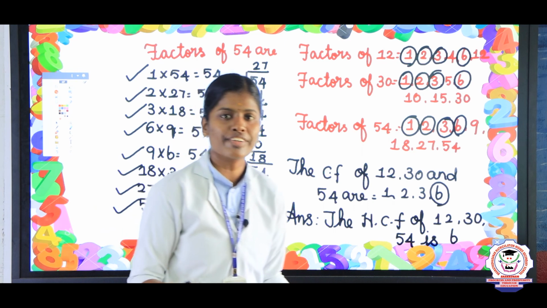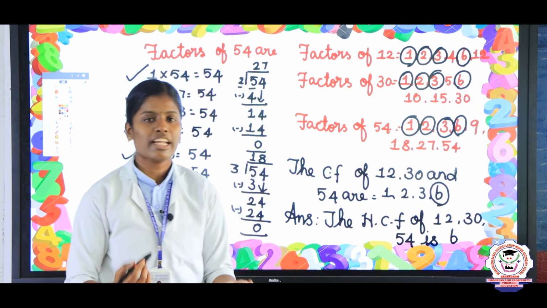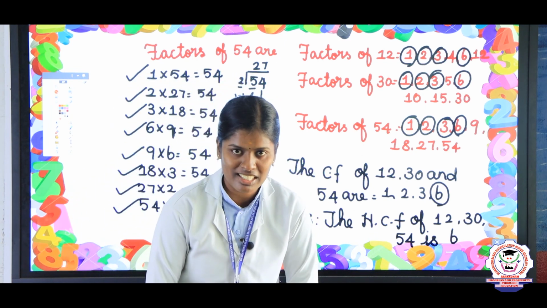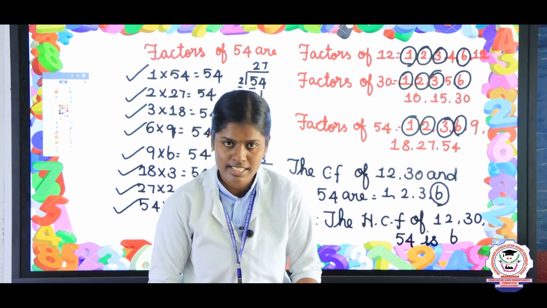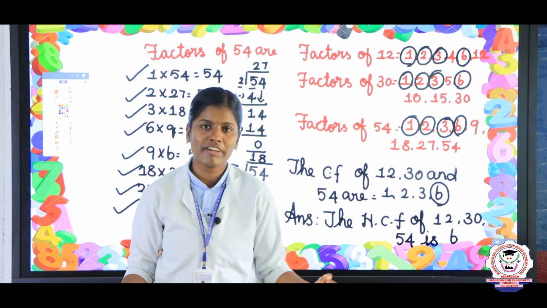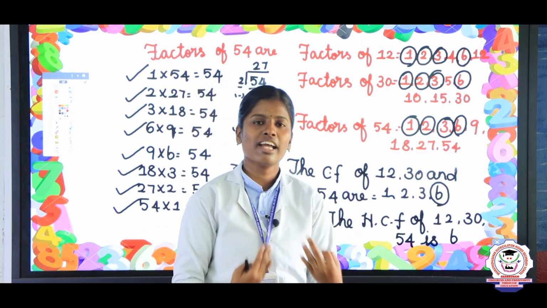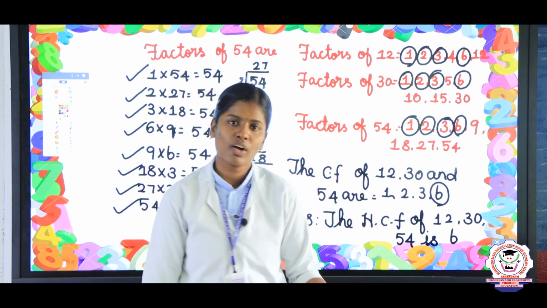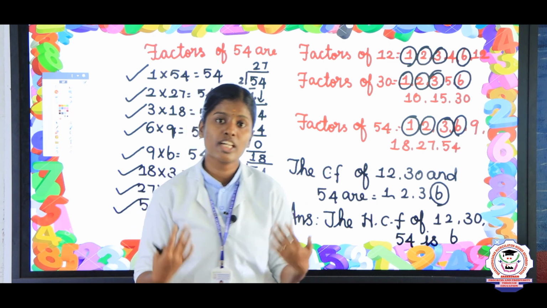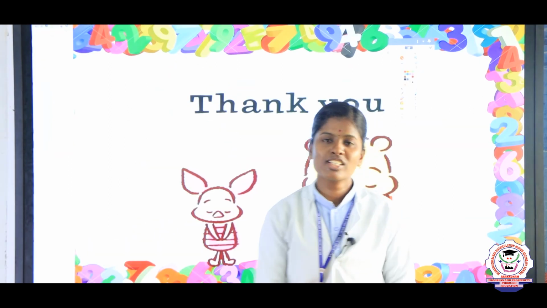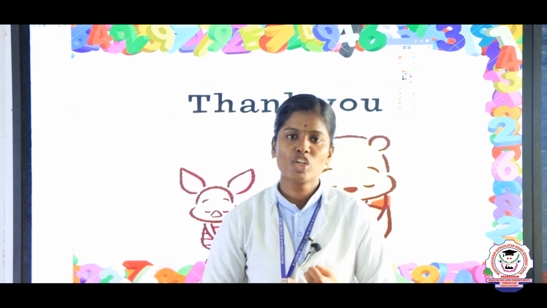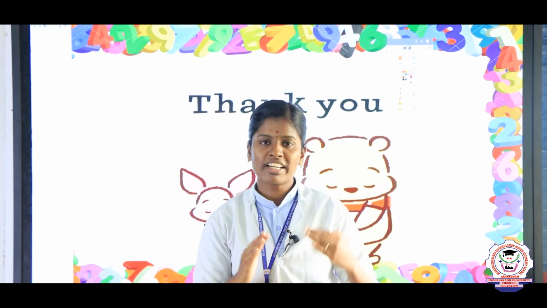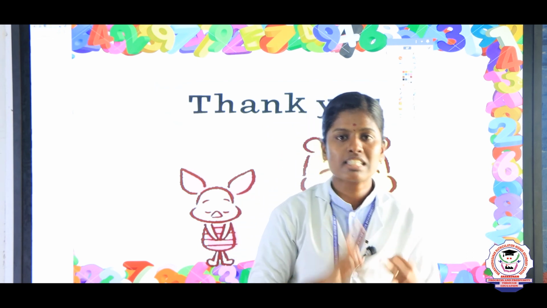So listen my children, this is what means find the highest common factors. First we are going to find the factors, then we are going to find the common factors, then we will find the highest common factors. Okay, so in next class we will see common multiples. So listen children, in this session you have learned common factors and highest common factors. The short form of highest common factor is HCF.